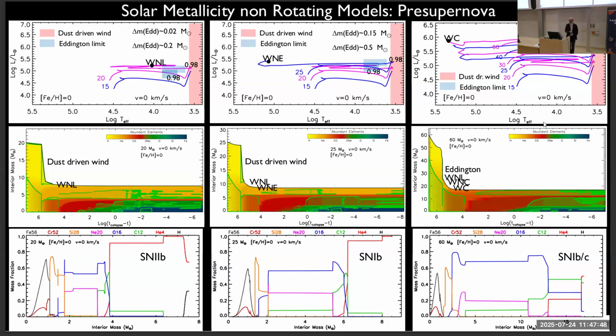Depending on the mass loss history, you may have a number of different supernovae expected. For example, for the 20 solar mass star, we expect a type IIb supernova, because we have a very small amount of hydrogen in the envelope. Type Ib in the case of the 25, and maybe type Ib or even Ic for the 60 solar mass star.